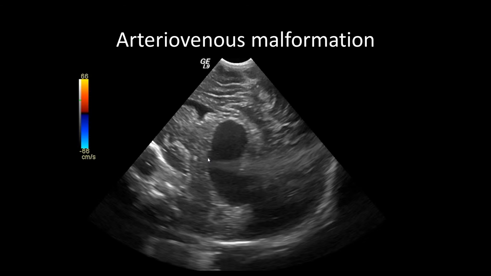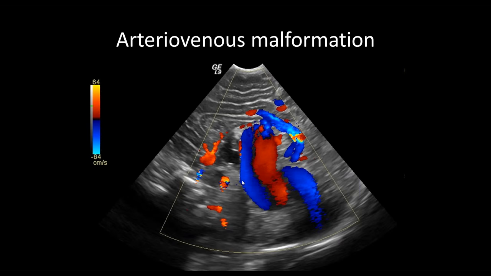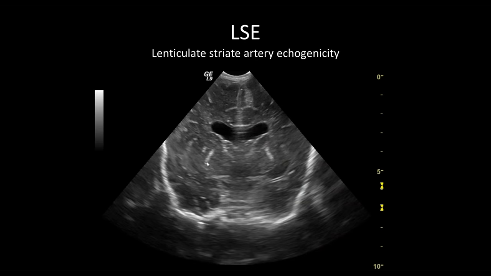Everything that's cystic is not a cyst or filled with just fluid. As we can see, this is an arterial venous malformation, so it's important whenever you see anything cystic in the brain to put on color flow to confirm what the flow is doing. And everything that's echogenic is not always pathological.